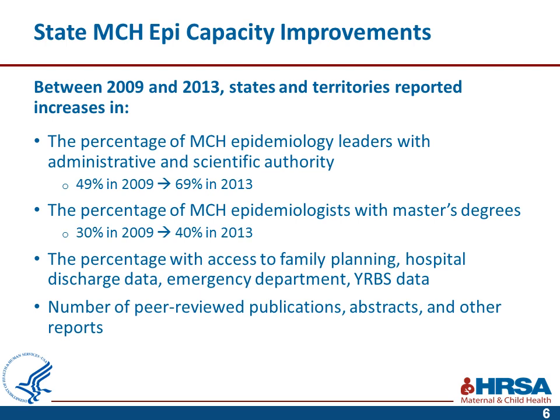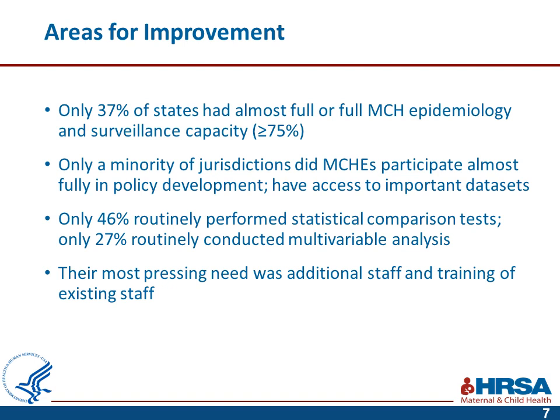And so between 2009 and 2013, we saw increases in the proportion of MCH EPI leaders with administrative and scientific authority, the percent with master's degrees, the percent with access to various databases, and in the number of peer-reviewed publications and abstracts and other reports. But we still have opportunities to improve. Only 37% of states had full or almost full EPI and surveillance capacity, and only a minority of jurisdictions had MCH EPIs participating fully in policy development and have consistent access to important data sets. Only about half were routinely performing statistical tests, and only a quarter routinely conducted multivariable analysis.